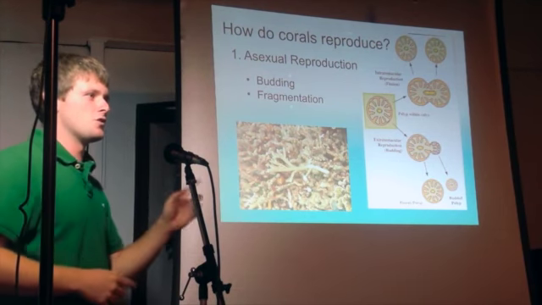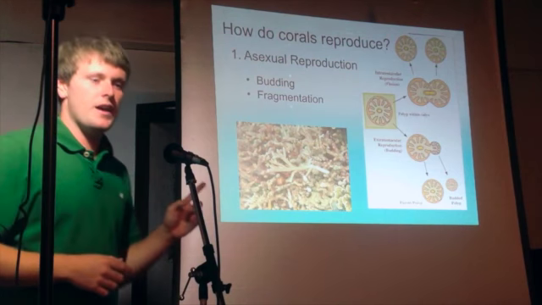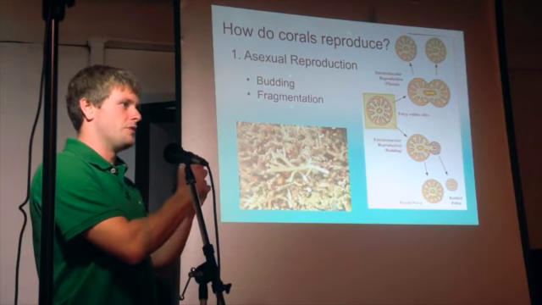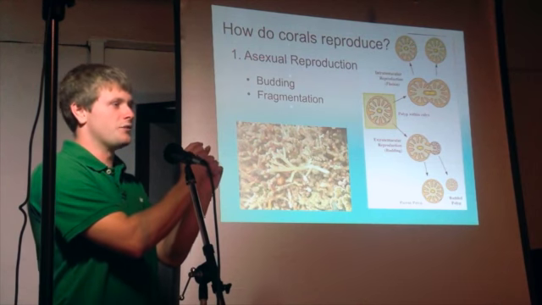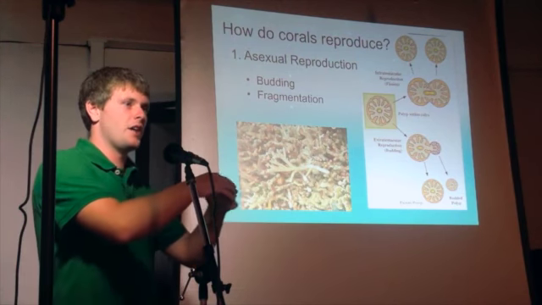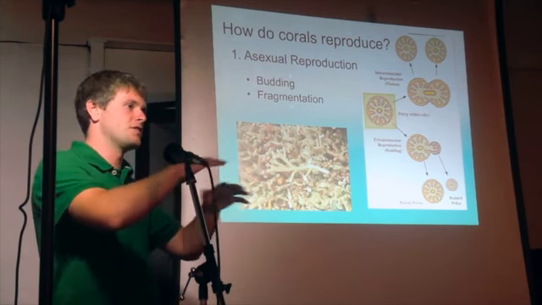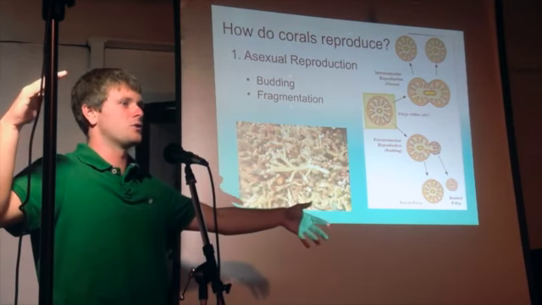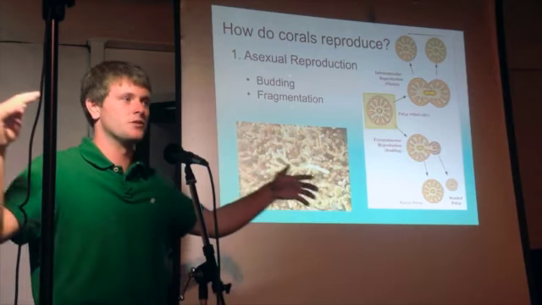But when they settle, they're just one individual polyp. And that polyp will divide into 2 polyps, and then into 4, and then into 8, and so on. And that will happen, and they'll start to secrete their skeleton. Eventually you'll have a large coral colony with tens of thousands of individual animals.